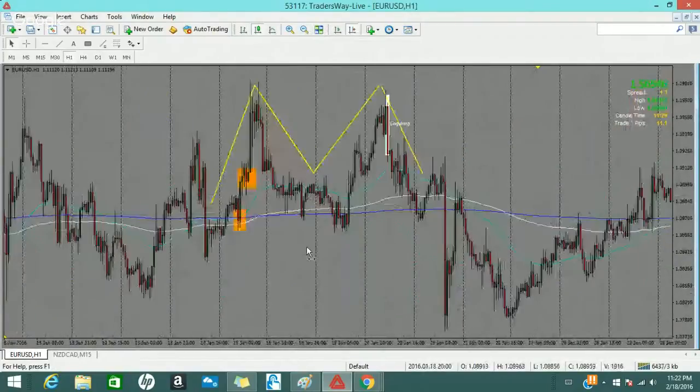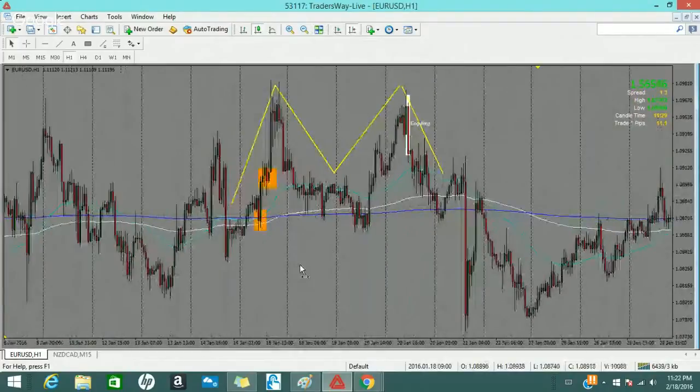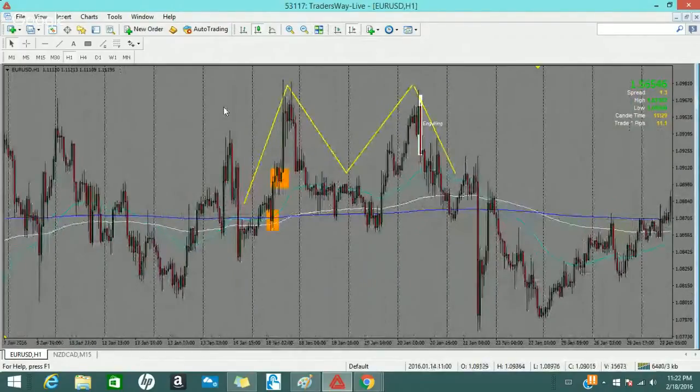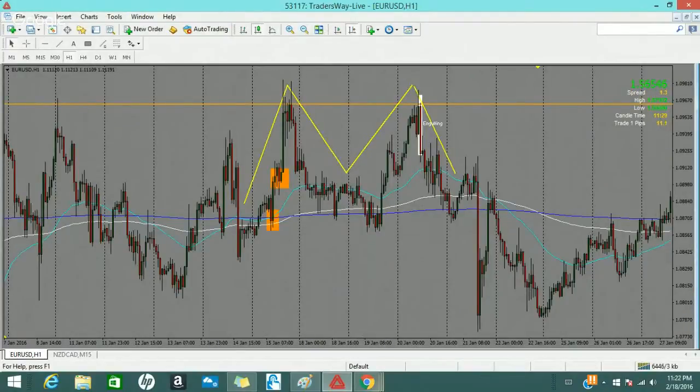All right, here's perfect information. Actually, this is the one I was supposed to post. I don't know why it didn't post. I already had it marked up and everything. So this is a clear M formation here. Second leg did not break the first. As you can see, second leg did not break the first. That's one of the first confirmations.